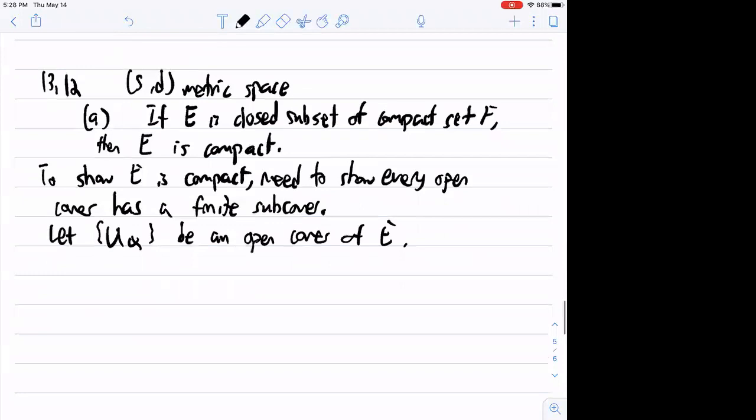That is, E is contained in the union of the U_alpha, where each U_alpha is open. Sorry, my U's might look like the union symbol. Now, what can anyone tell me about F without E? If I take the set F without E, is that open, closed, neither, both? What is it? Anyone?